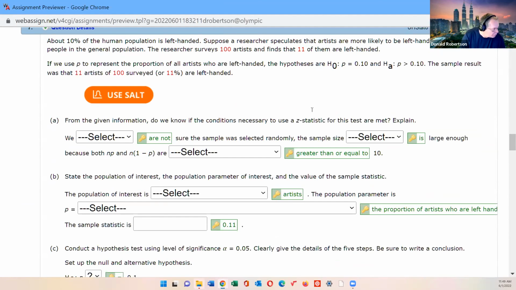When you're doing these homework questions, just because there isn't a SALT button there doesn't mean you can't use SALT, okay? Because if you have to do them all by hand, it'll take you 4 times longer than it needs to.